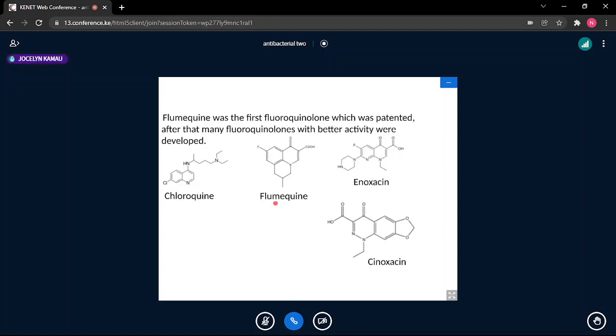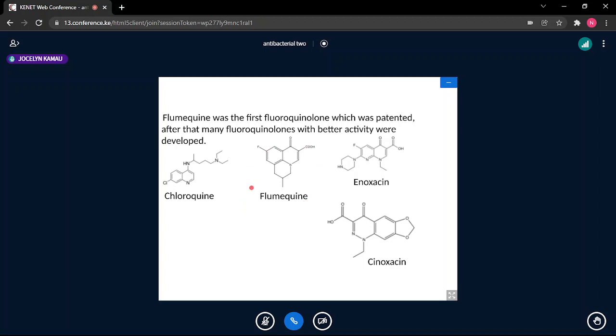And we are saying flumequine was the first fluoroquinolone which was patented. After that, many fluoroquinolones with better activity were developed. I don't know whether you have studied the anti-malaria agents. This is chloroquine. Of course, chloroquine is an anti-protozoa agent. And then from chloroquine, you can see you have flumequine.